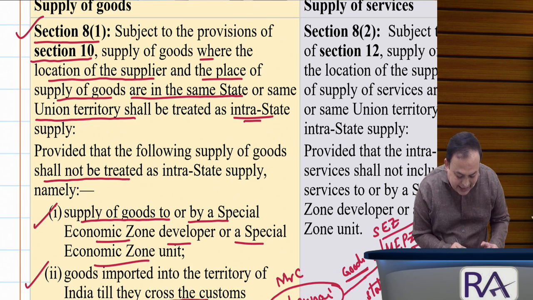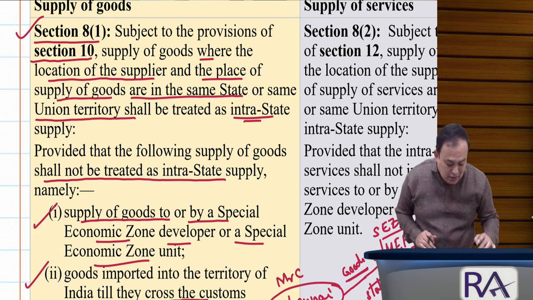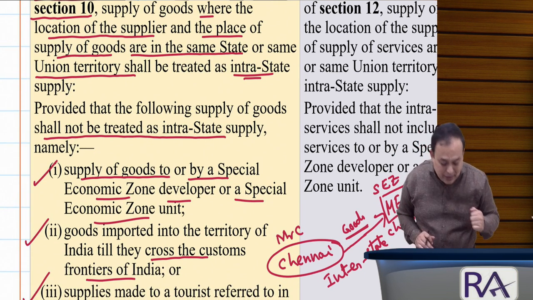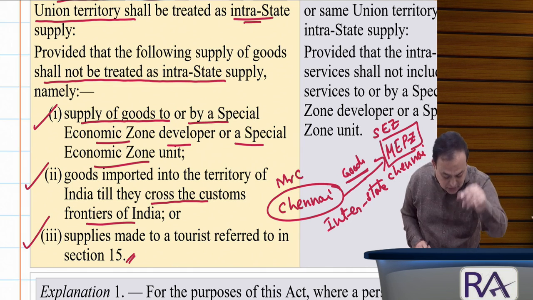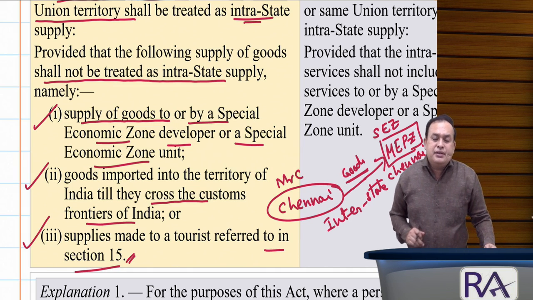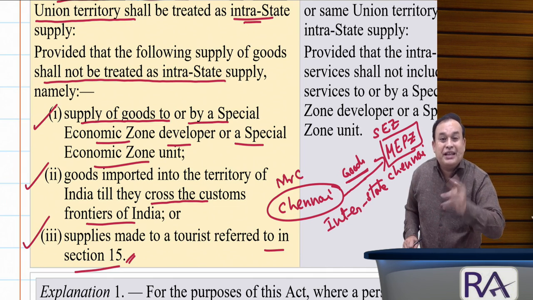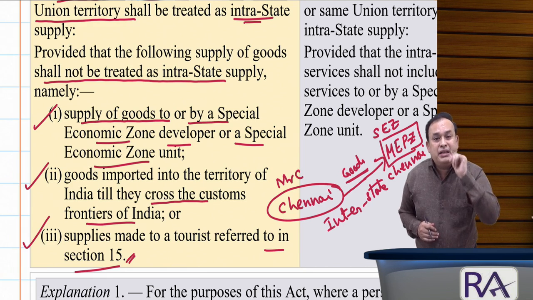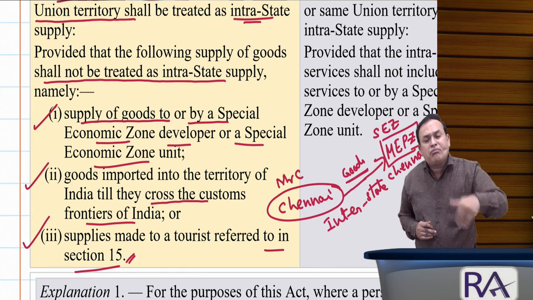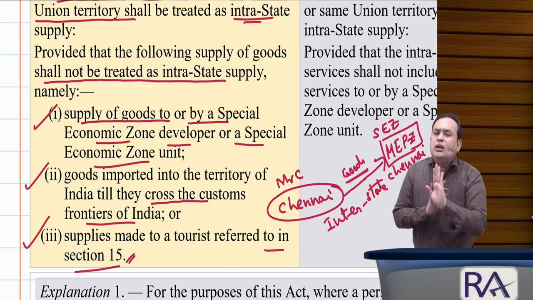the following goods shall not be treated as intrastate supply: where the goods are supplied to a special economic zone or by a special economic zone to a non-special economic zone in the same state, or goods imported into India before clearing for home consumption, that is, before crossing the customs frontier of India, or the goods supplied to a foreign tourist as referred to in Section 15. In these three cases, not an intrastate supply, though they may be in the same state. For example, I am a seller of, let us say, electronic goods. One foreign tourist came from, let us say, Singapore to India. In Chennai, I sold one of my products to such a foreign tourist. Both of them are in the same state of Tamil Nadu, not an intrastate supply.